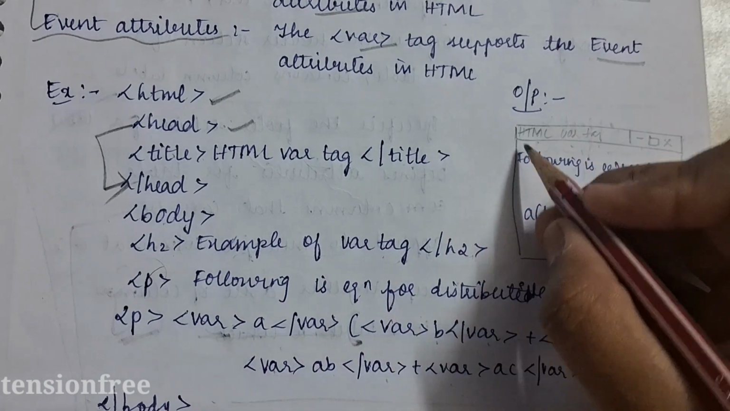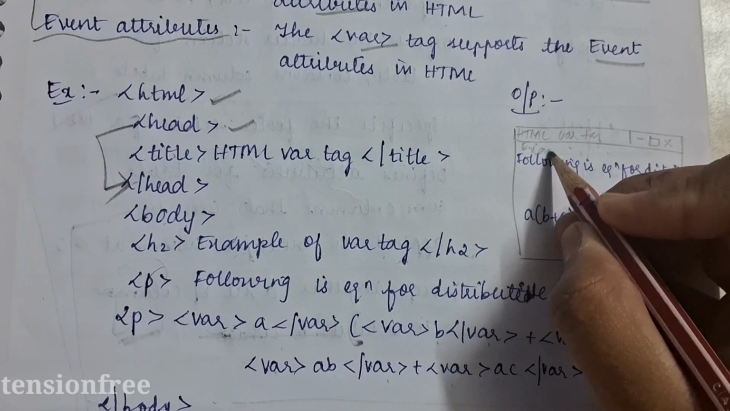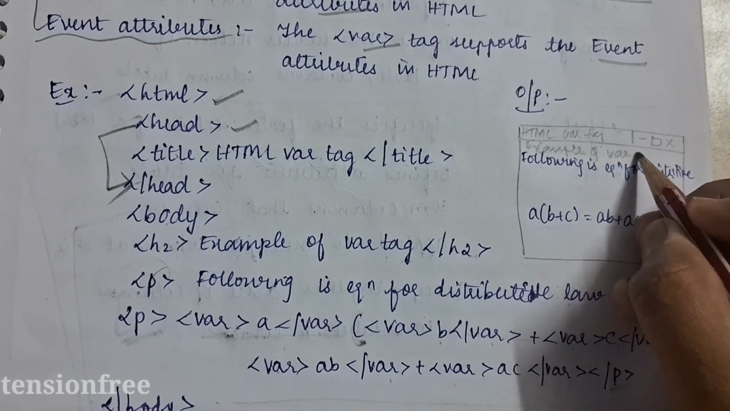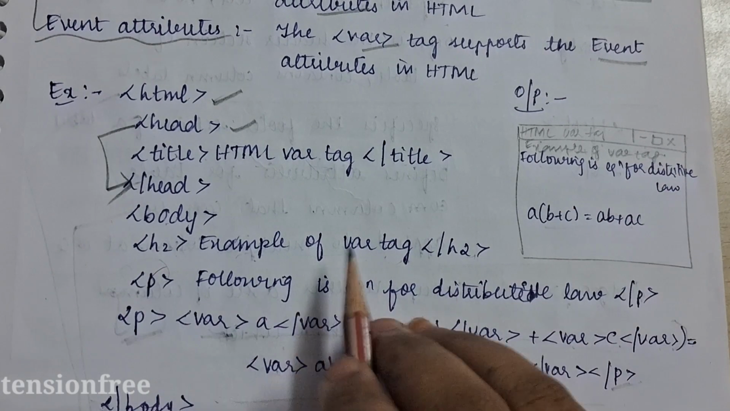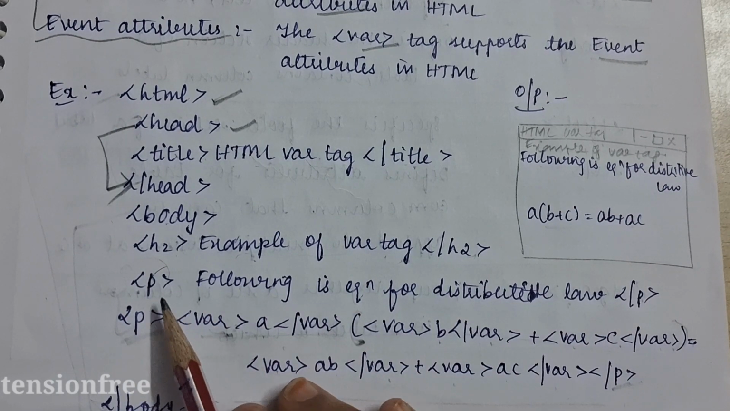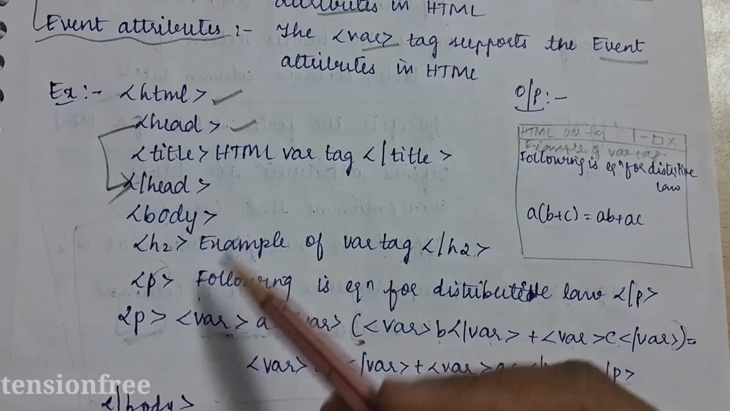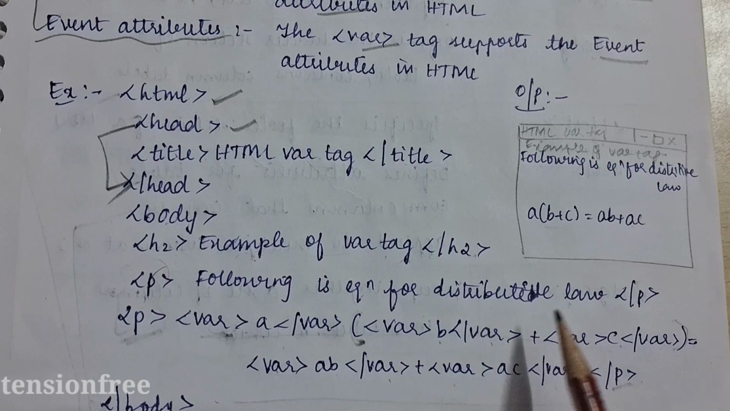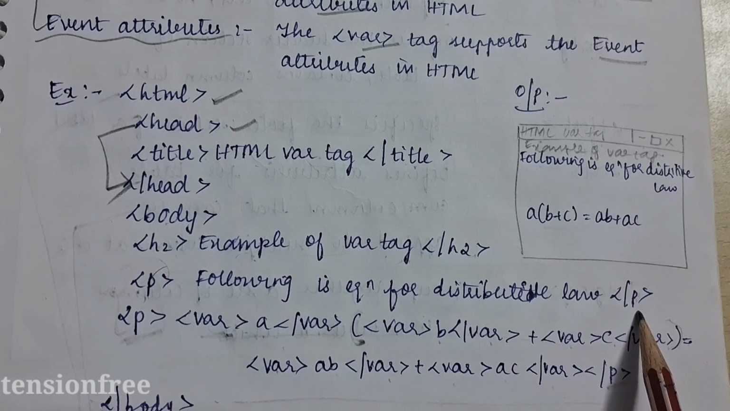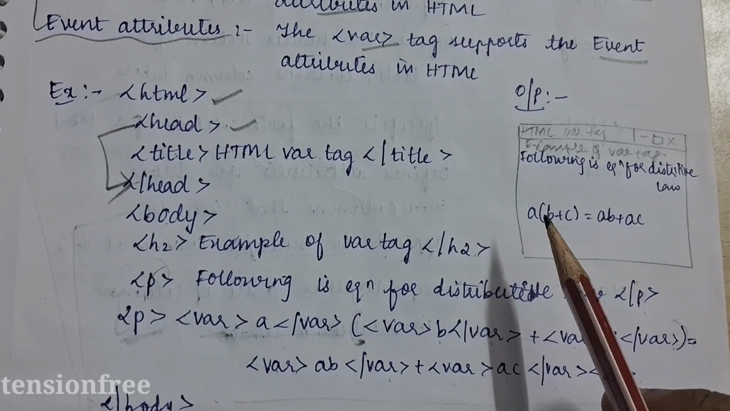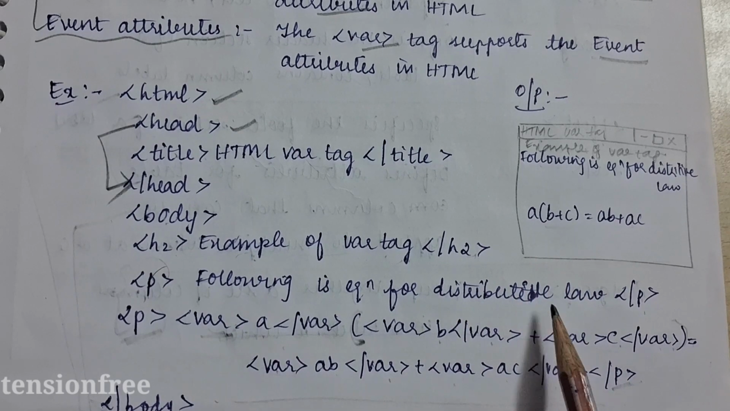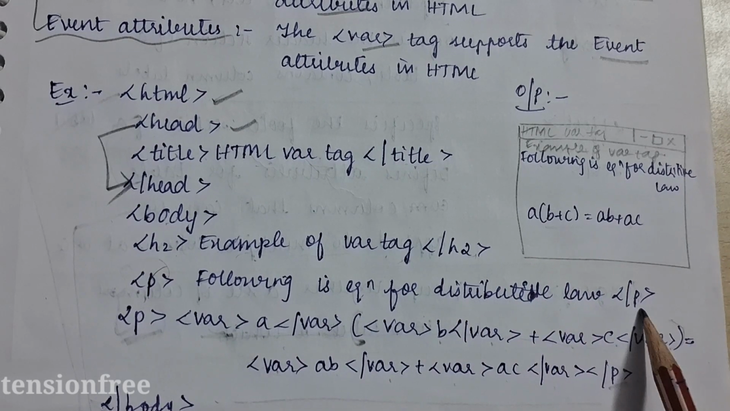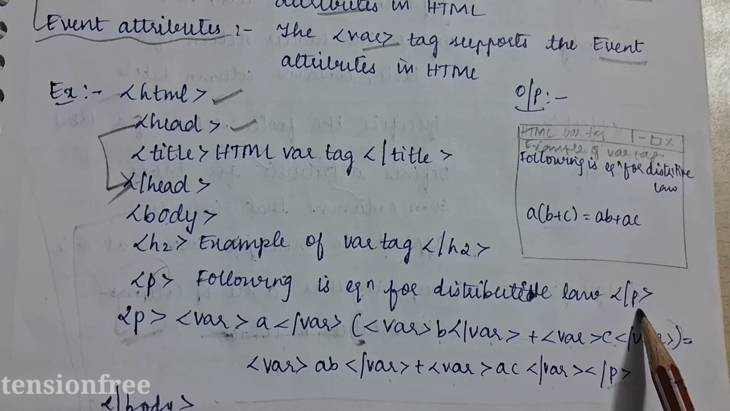Example of var tag. Here it will be displayed as the example of var tag, as it is a heading. Next, we are writing a paragraph under that header. Following is the equation for distributive law, and the paragraph has been closed. As the content of the paragraph has ended, we are closing the paragraph tag.